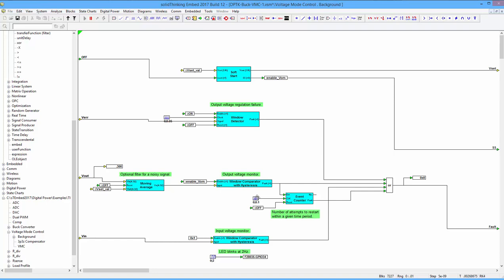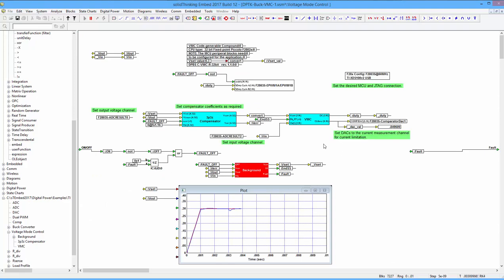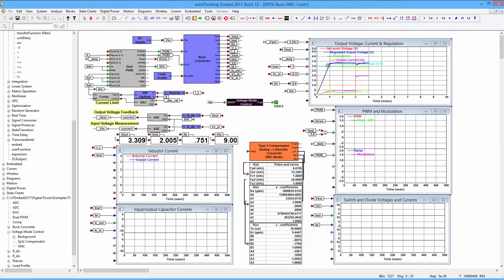We have a hysteretic window comparator, which will monitor the output voltage, both upper and lower limits. The input voltage also cannot exceed a lower input voltage limit, and there is also control on the regulation of the converter. And here we have a soft start control, which we saw here in the soft start phase.